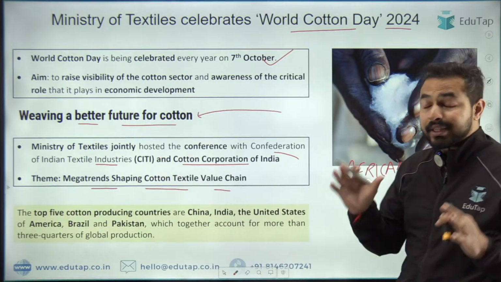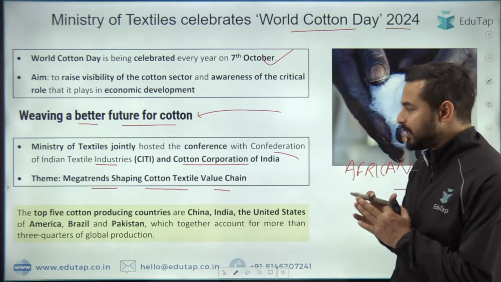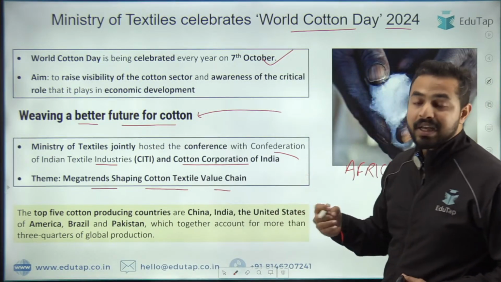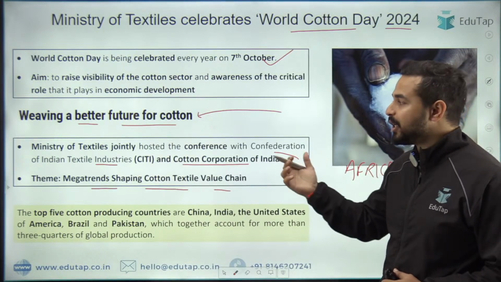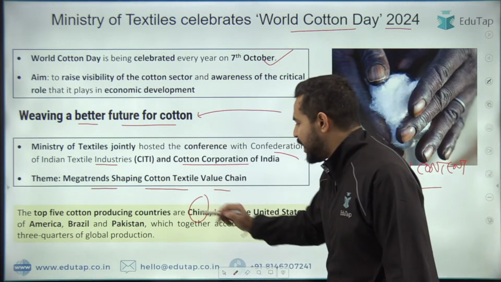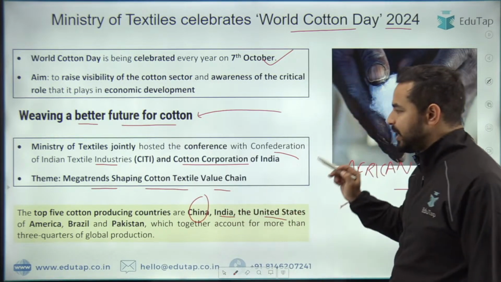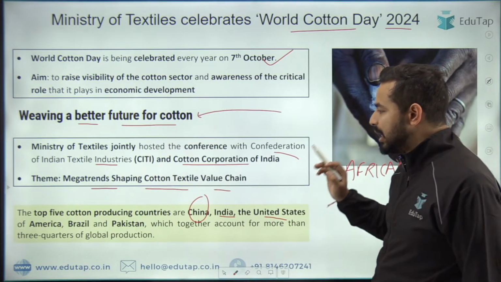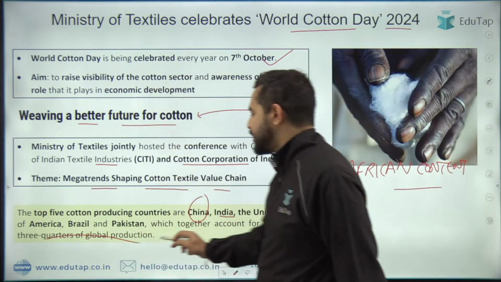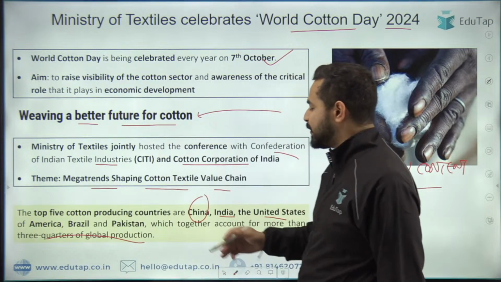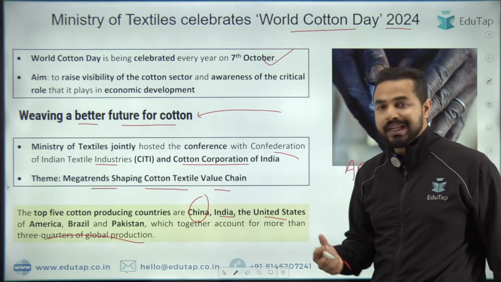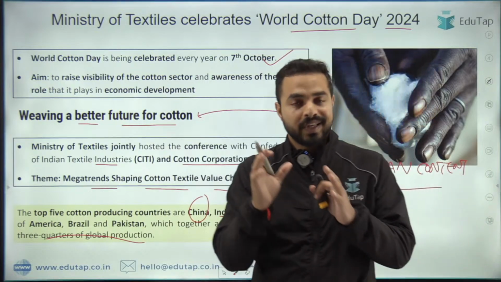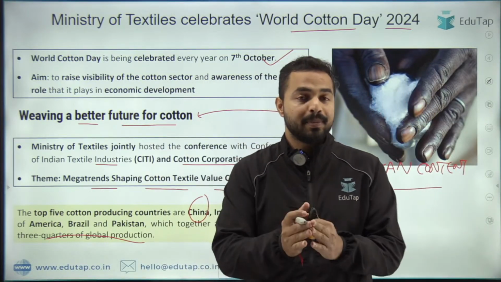Apart from that, जब हम बात करते हैं top 5 cotton producing countries की, so India is also the part of here. So which is the highest producing country of cotton? That is China, and after it is India, USA, Brazil and Pakistan, and they together account for around more than 3/4 of the global production. That is more than 75% of the total global production of cotton is being accounted by these 5 countries, where India is also there on the second position. So make sure that you remember this data.